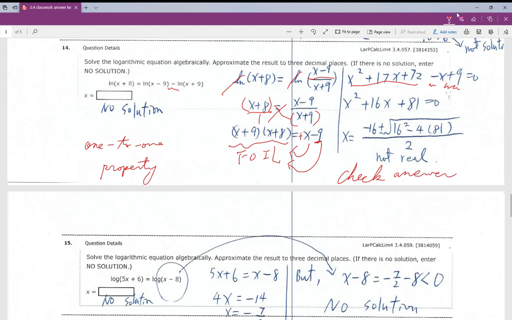Why do you have to check the answer? Your answer needs to be positive. No, not the answer needs to be positive. Your input. Wait. Okay, let me rerun.